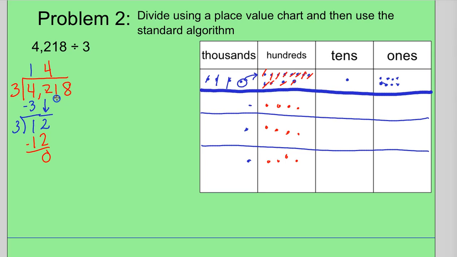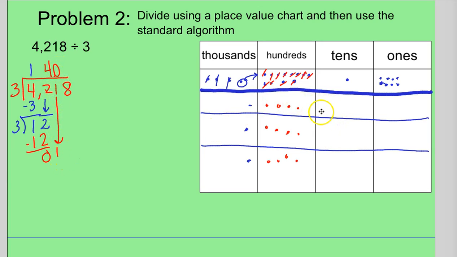And now I'm going to bring down my 10. And I have 1 ten. I can't divide that into those 3 equal parts. So for my tens, I have to put a 0 here. This is so important, boys and girls. That's why we have to do one step at a time.